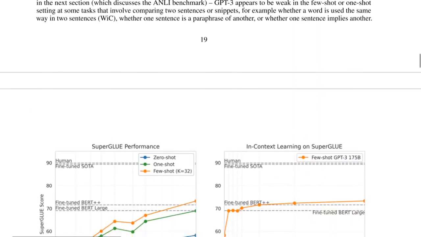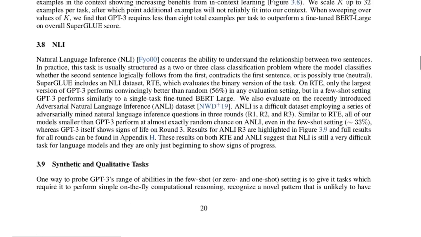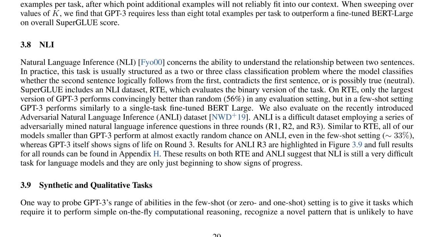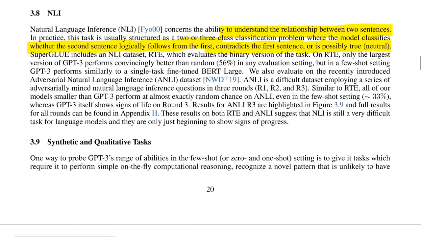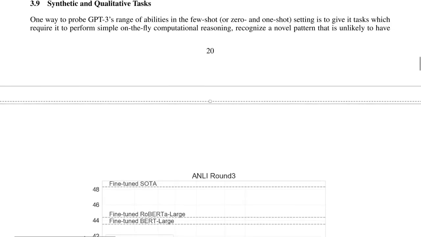So this was the SuperGLUE, and on NLI, it is performing particularly poorly. NLI is the ability to understand the relationship between two sentences, right? The model classifies whether the second sentence logically follows from the first, contradicts the first, or is possibly true, neutral. Okay, so the reasoning part of this model is not given. It is simply recalling the training data and doing language modeling.